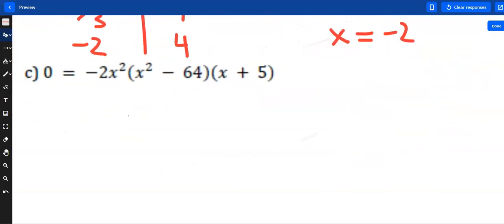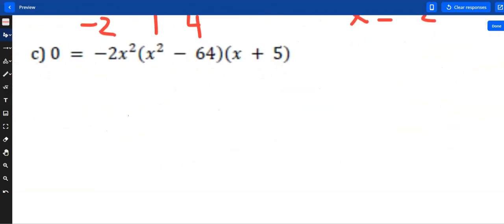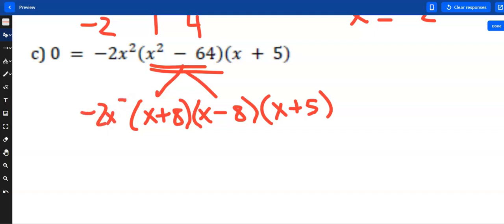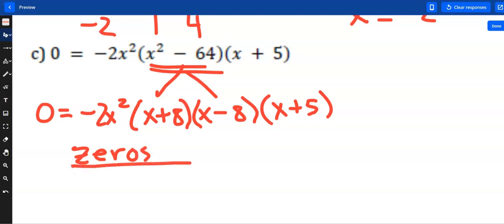Okay, last one. Now this one I'm a little bit worried about how this one's not factored. At least this part right here is not factored. It has to be broken up into x plus 8 and x minus 8. That's a difference of perfect squares. So what we're trying to show you is that in the near future, you're going to have to do factoring, and then you're going to have to tell me what the zeros are and the multiplicities. So let's see what the zeros are. Fill in our little chart here and the multiplicities.